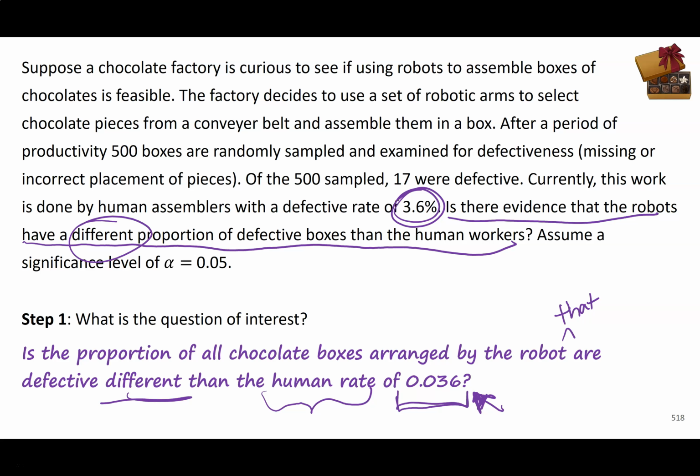Although, quite honestly, it would be reasonable if they wanted to see if it was lower than, right? Because ideally, if you are looking to replace human assemblers with a robot assembler, you're going to want it to make fewer defective boxes on average. But here we're looking at different.